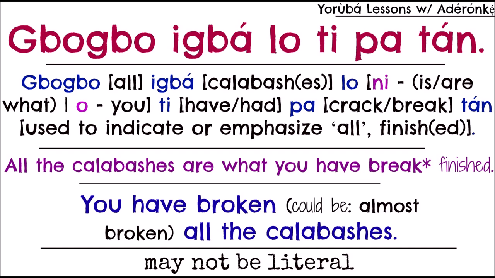Lo, ni, o are the two words that make up the word lo. Ni is or are, what is or are, simply depending on the sentence structure. O, you. Ti is have or had. Ba is to crack or break. So it's used to emphasize the gbogbo, the all. As a separate word, without the gbogbo, it could be finished. Mo ti se tan, I have finished, that kind of thing. So tan. But in this case, it's more or less just emphasizing the gbogbo. All calabashes are what you have.